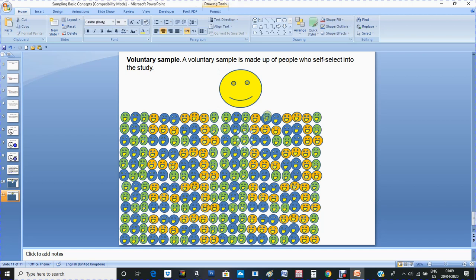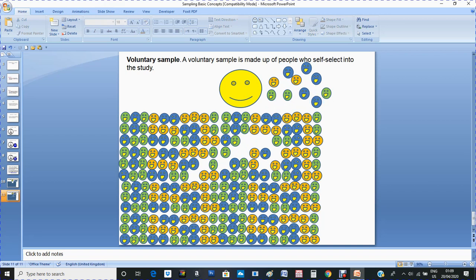Then this person is interested, another person is interested here, this person is also interested, and another one here, another happy face here, and then we have this and this. Let's say we need 10: one, two, three, four, five, six, seven, eight, nine, ten. Again, we are talking about five blue, two orange, and three green. It is again not representative.